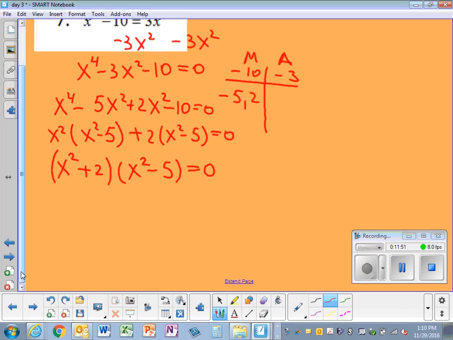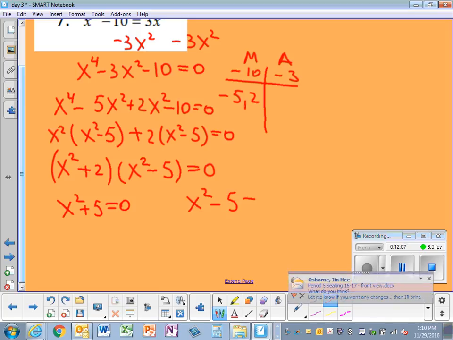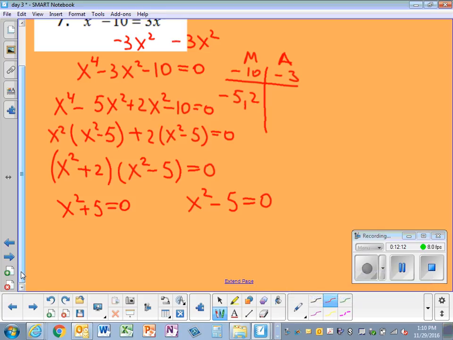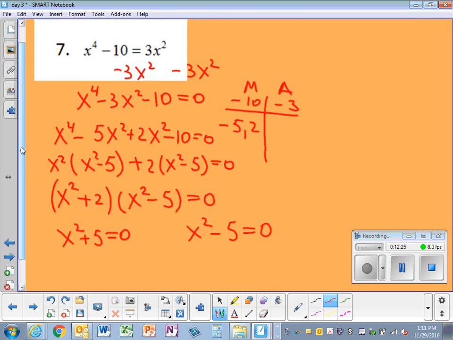Everyone got to this part? Can I factor further? No, right? Since I cannot factor further, I have only 2 factors, so I need to set each to 0 and solve for x. But each of these factors, when I set it to 0, what kind of equation is this? Quadratic, right? So how many solutions will I have for each? 2. So I'll have 2 for this one and 2 for this one, a total of 4. That's exactly what I want because my exponent is 4, right?